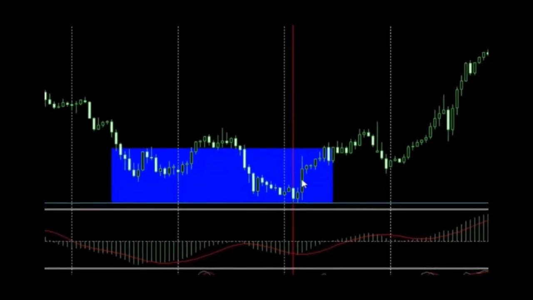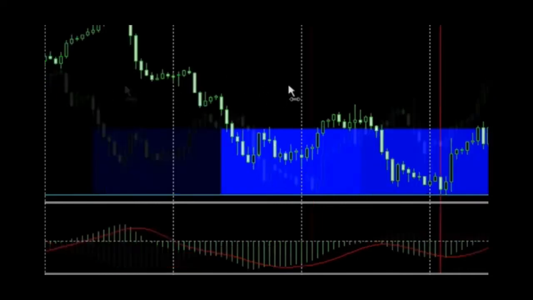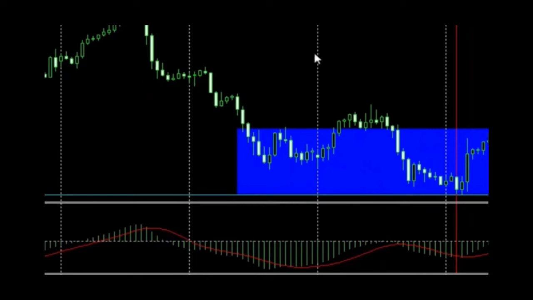Okay, you could have repeated this several times to take 500 pips, 800 pips in a single day, and you could have done this little exercise multiple times every single week.